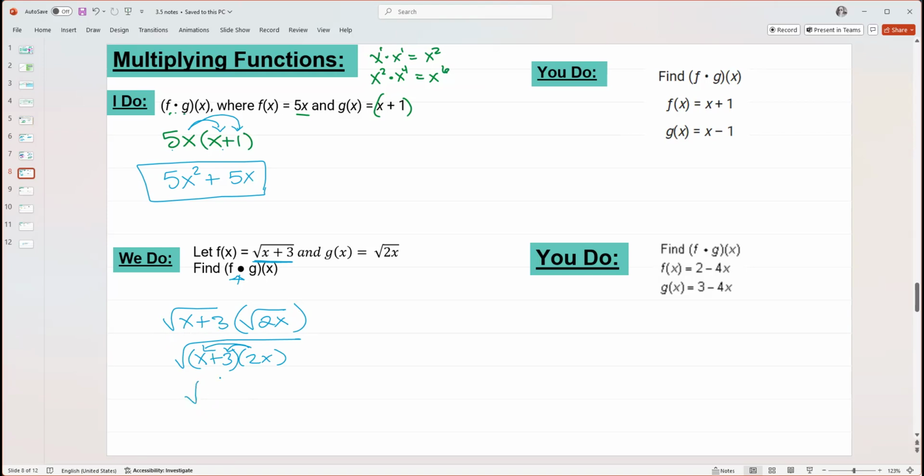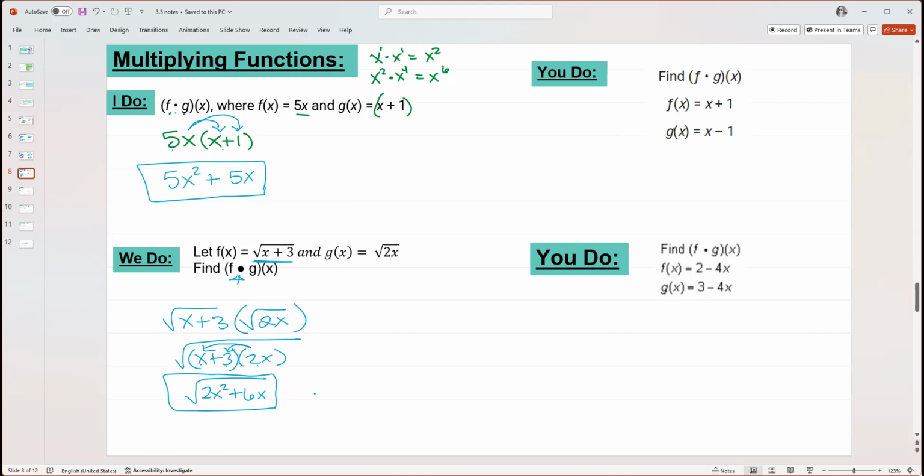So the square root of 2x times x is 2x squared. 2x times 3 is 6x. All you could do is 3 times 2 is 6. You can leave it like that. It looks crazy. It looks like nothing you've ever done before. It's okay. You simplify it as much as you can, and that's all I'm asking you to do.